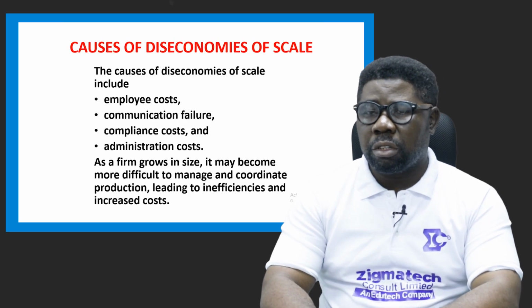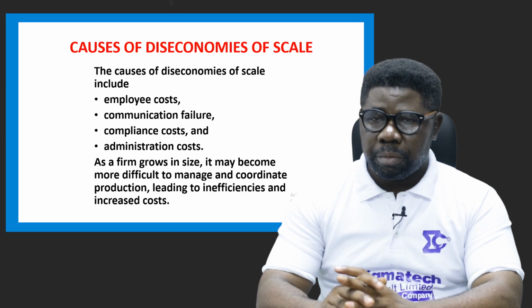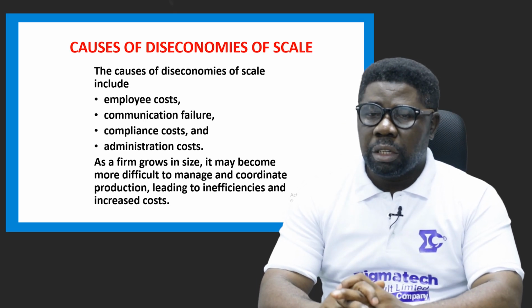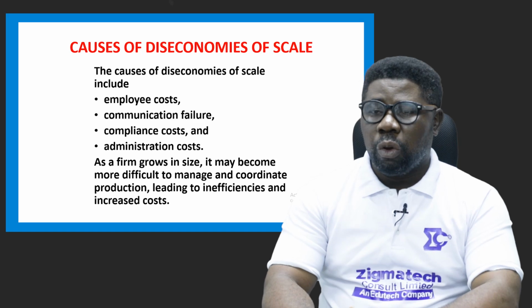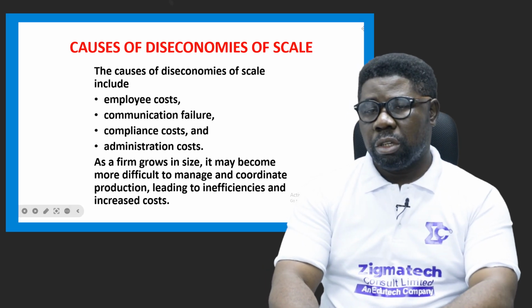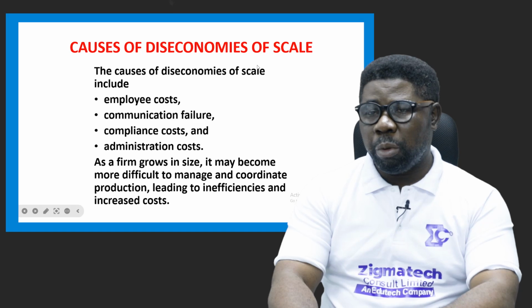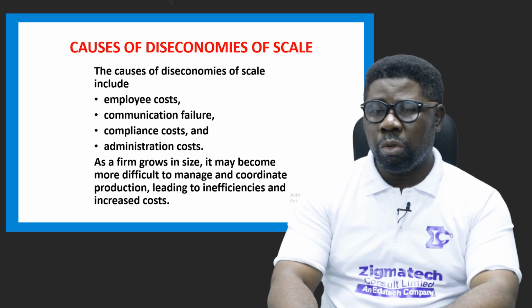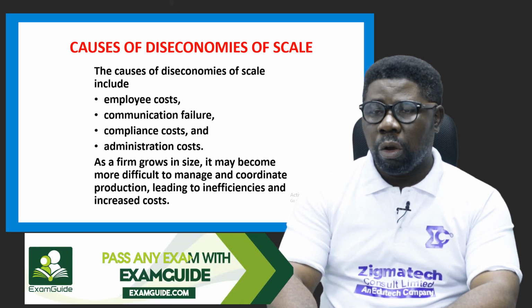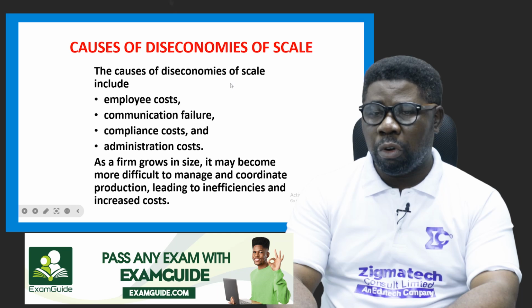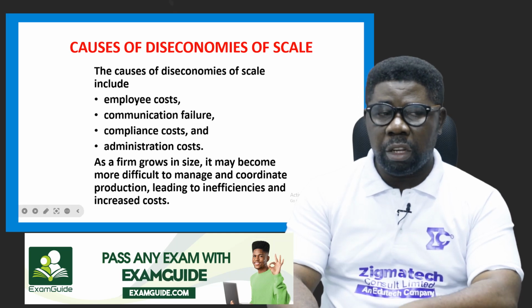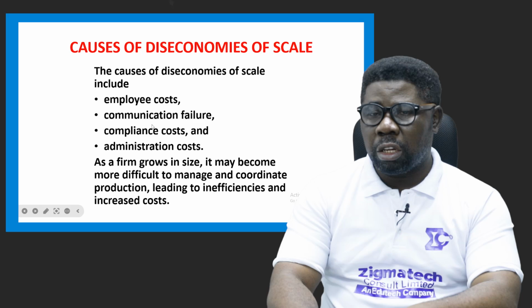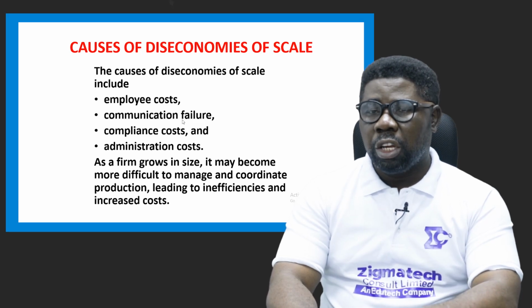What are the causes of this? We have, one, employee cost. When workers demand a higher wage, or you employ more than you need to employ, the cost of managing them may make you begin to lose control of what you should be able to do before and make sure you are efficient. Because of this cost, it may hurt the financial strength of a business and bring it down on its knees, and that will make sure that the company suffers diseconomies of scale.